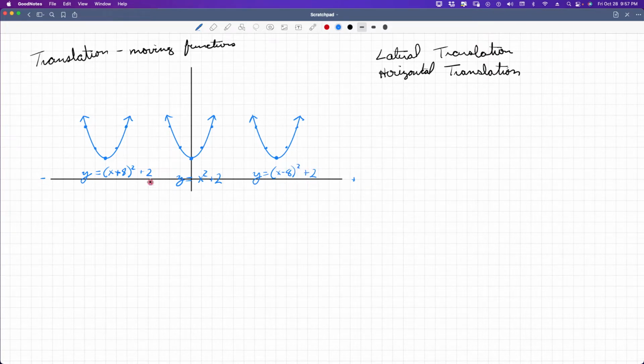So remember that when we move or translate a parabola or a function from the right to the left, we add the number of units. When we go from the left to the right, we subtract the number of units. And we do that with the x value. Okay?